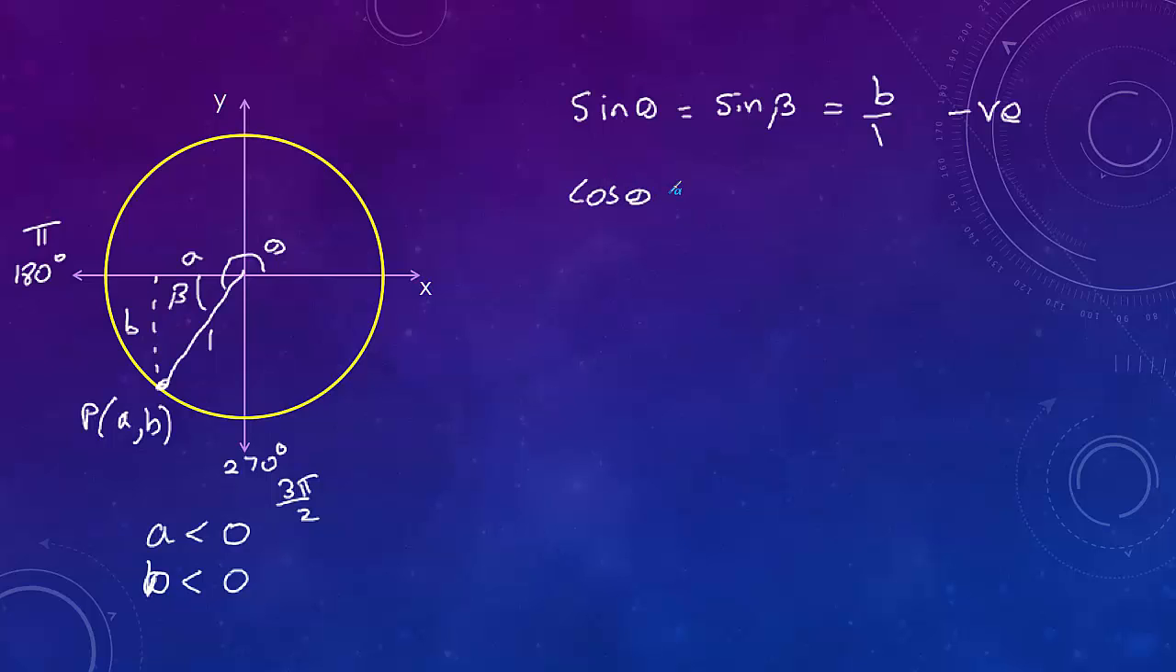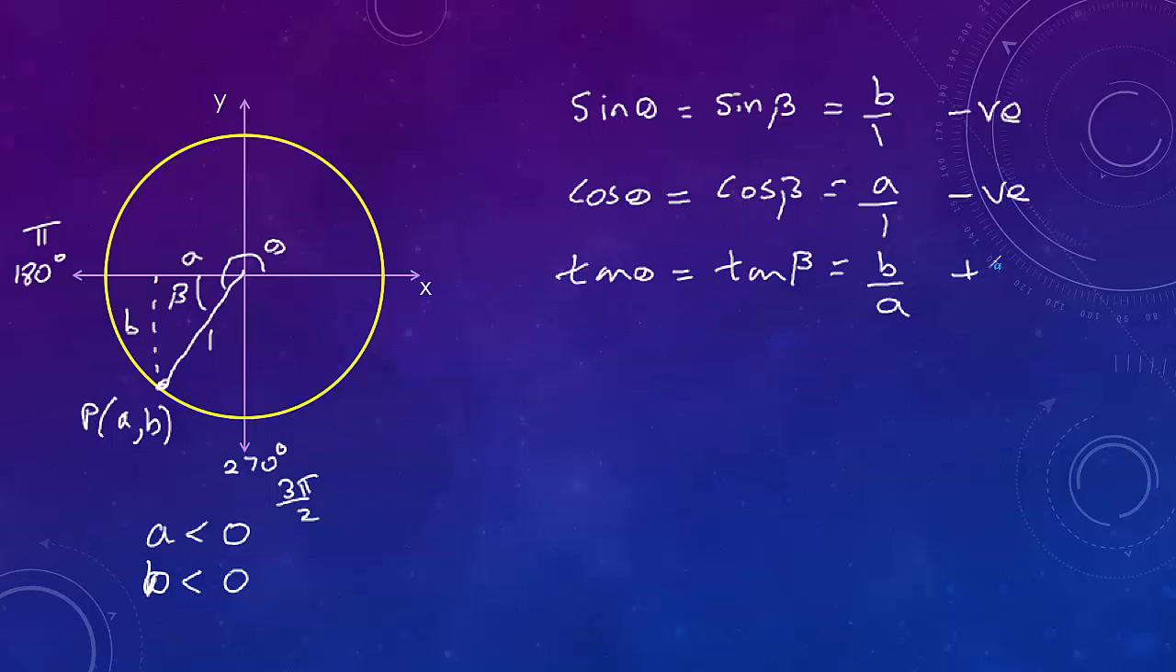The cosine of theta is the cosine of beta, which is A over 1. And that also is negative. And the tan of theta is going to be the tan of beta, which is B over A, opposite over adjacent. And B and A are both negative. Negative divided by negative gives us a positive. And that's why we call this the T quadrant, because the tan only is positive.